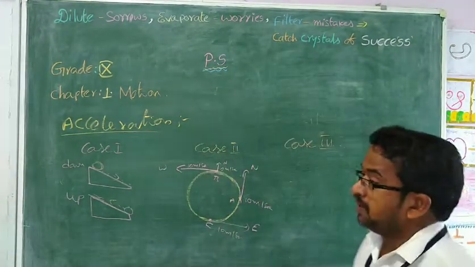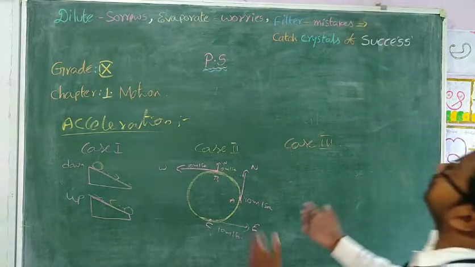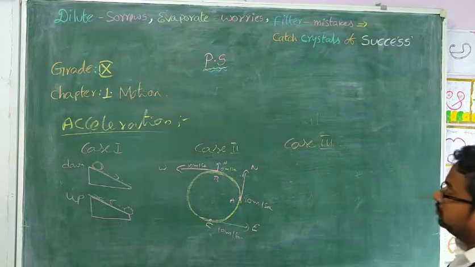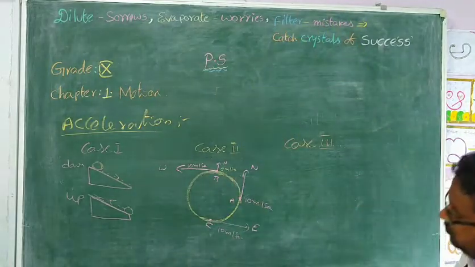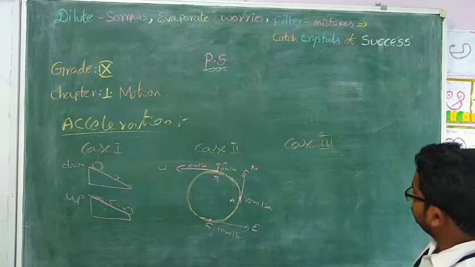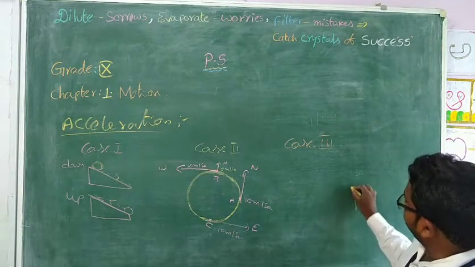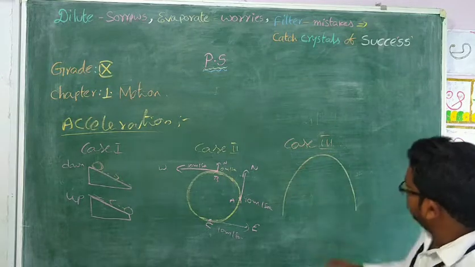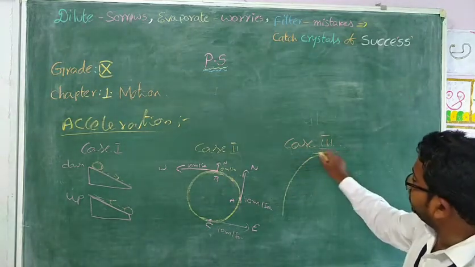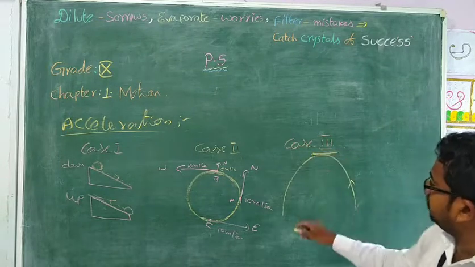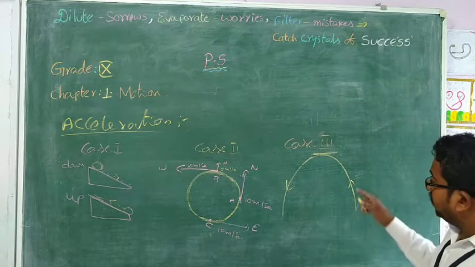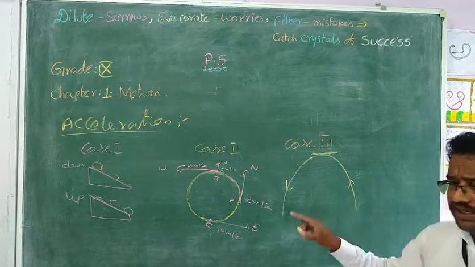In case 3, I want to throw the ball like this. When I throw the ball like this, it's going like this. From this side, I throw the ball. Here, it is moving in the upward direction. After reaching maximum height, it's moving down. So, in this case, continuously the direction is changing.